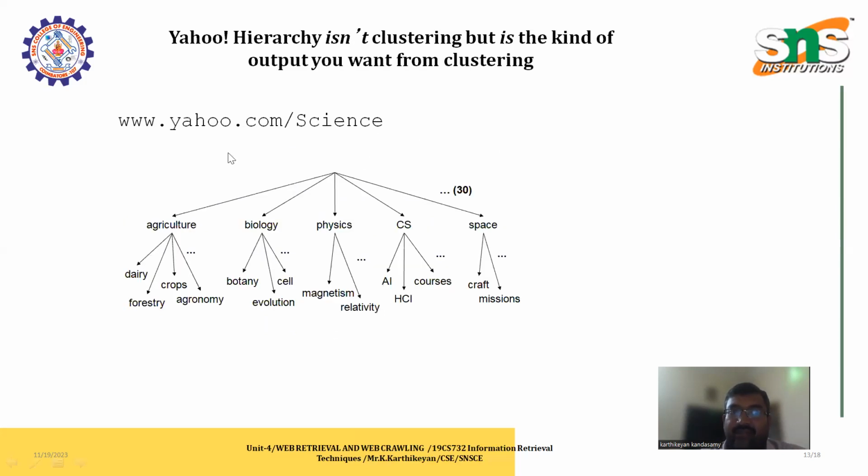This is one example, yahoo.com, and how it is represented on your websites. For example, there is agriculture, biology, physics, CS, and space. What things are available based on this index? In agriculture you can store your details. In biology, you can store botany, cell, and evolution based on this index. Physics has magnetism and relativity, CS has AI, courses, and HCI, and space has craft and missions. This is the basic condition applied in every web search engine to store data in servers.